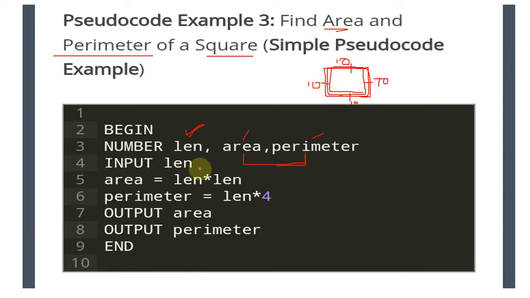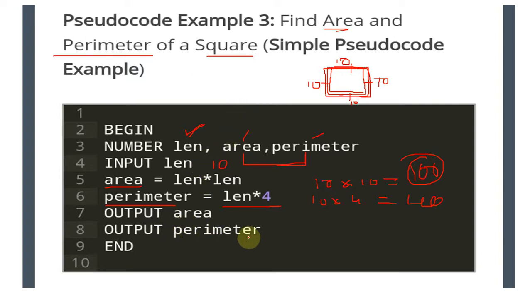Input len. So after inputting the len value, say 10, then we are going to find the area. Area equal to len into len. So that means 10 into 10, that is 100. So in area, 100 is stored or assigned. Then perimeter, len into 4, 10 plus 10 plus 10 plus 10. So len into 4 means 10 into 4, which is nothing but 40. 40 is its perimeter. 100 is nothing but the area of the square.